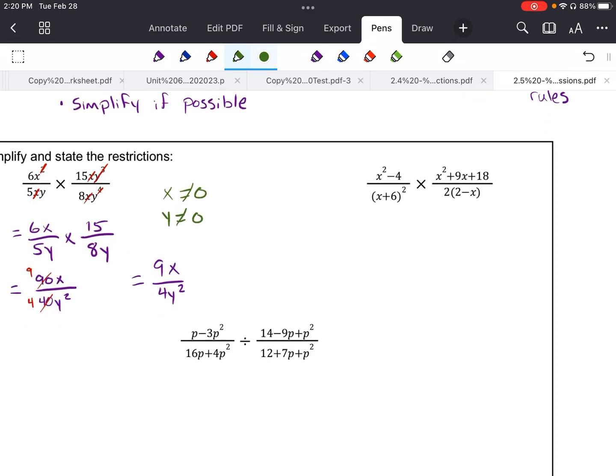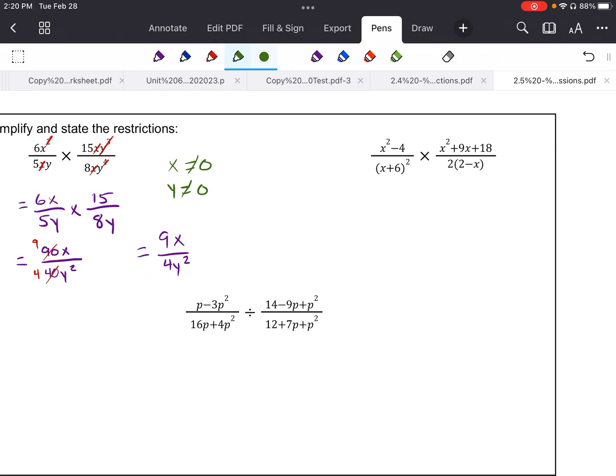Okay, so that was a pretty simple one. Everything was factored already. What if we have to factor? So just like simplifying rational expressions like we did last lesson, we are going to do the same. So the first numerator we have here is a difference of squares. So it becomes x plus 2, x minus 2. Okay, our denominator, we're going to just separate the squared into x plus 6, x plus 6. We're going to separate the brackets.